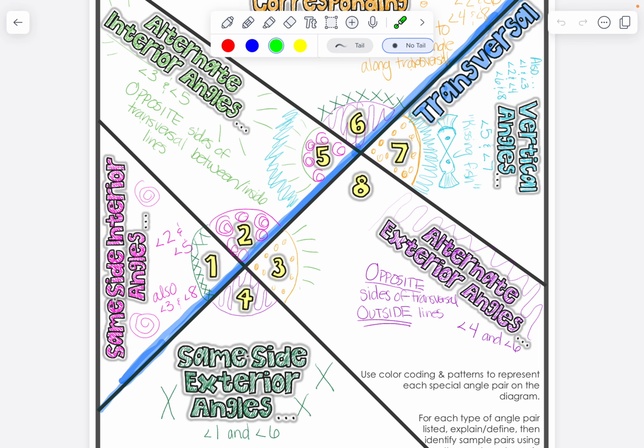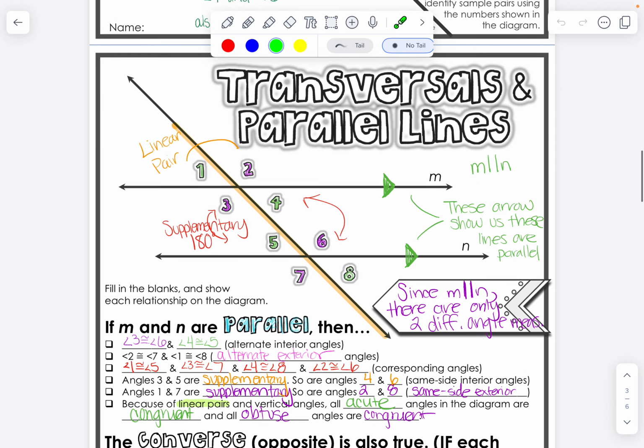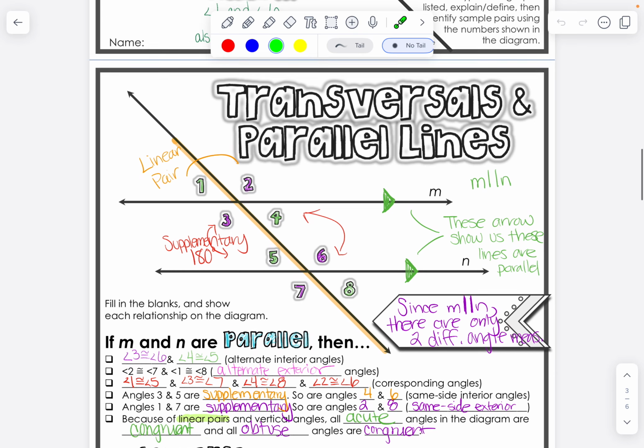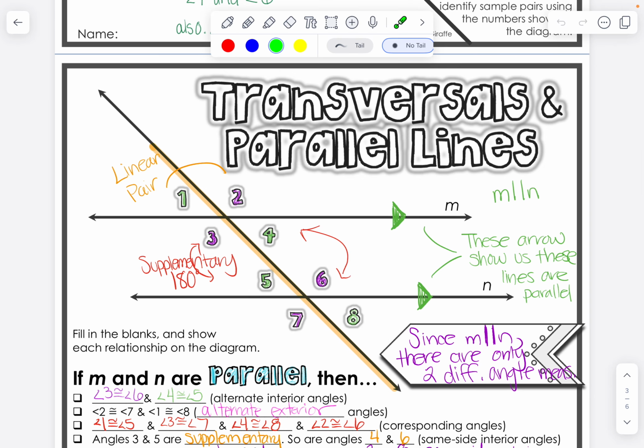So when we have transversals and parallel lines specifically, all these different angle relationships are able to help us solve for missing angles. First of all, here we're going to say that M is parallel to N. These little arrows are a symbol that we use to show that M is parallel to N. This is another way that you might see that written: this says M is parallel to N.